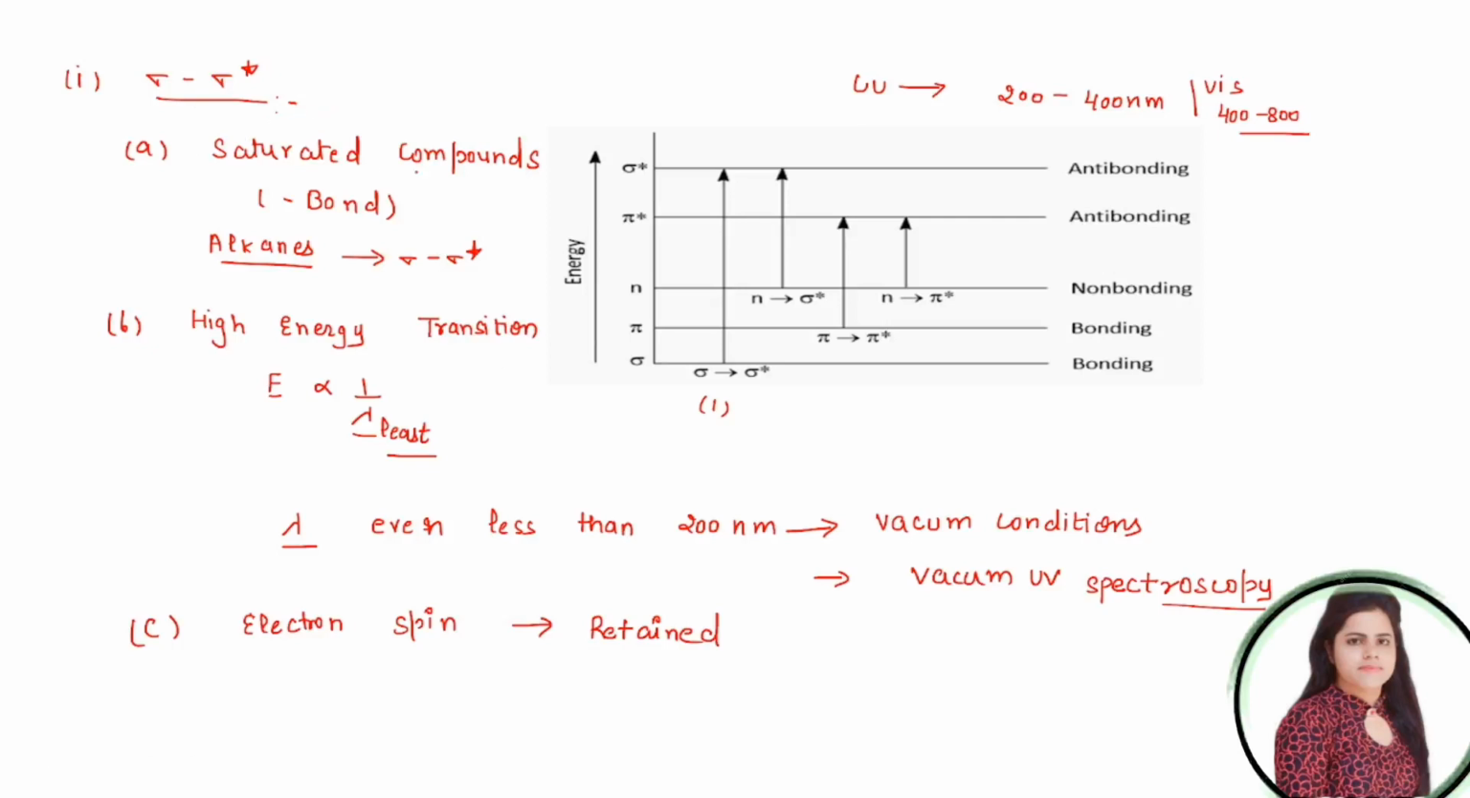The very first point, it will occur in saturated compounds, meaning molecules which have single bonds, like alkanes. So they can show sigma to sigma star transition. Next point, as you can see, the gap is very large. It means it is a high energy transition, and that's why lambda will be least. Lambda will be very less. And sometimes for this kind of transition and molecule, lambda can even be less than 200 nanometer. This is a special case, and it will be called vacuum UV spectroscopy. Then last is that electron spin will be retained here.